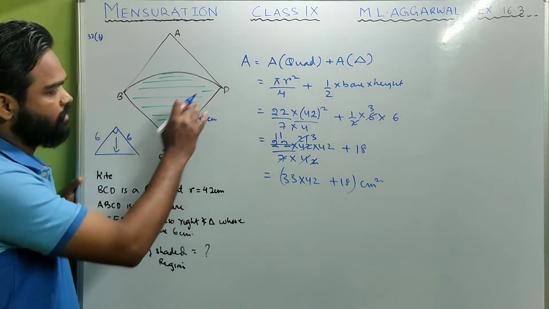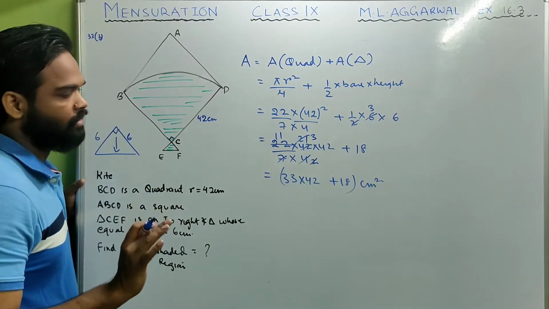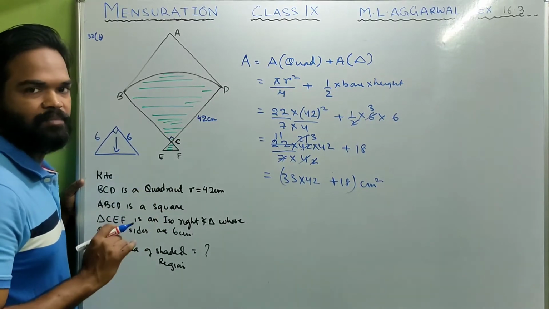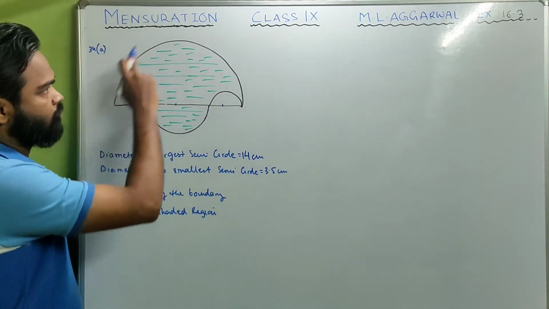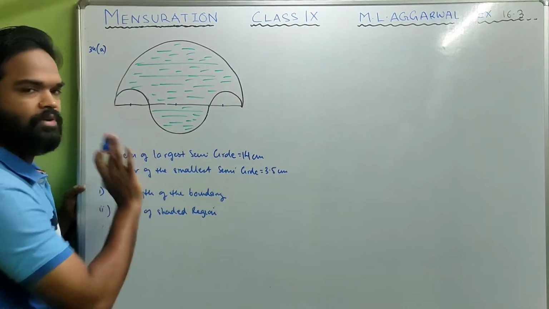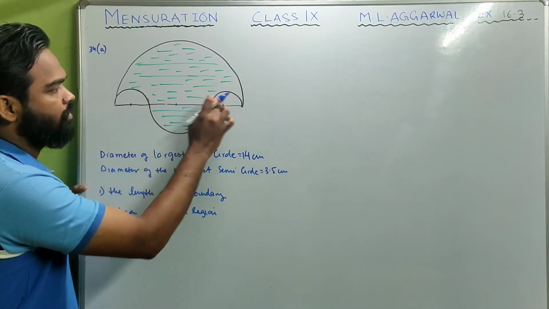Clear? Just this quadrant plus the triangle. Now let us look at the next sum. Now let us look at 34 part A. There are 3 semicircular regions, if you can see. Okay, actually there are 4, but these 2 are equal.